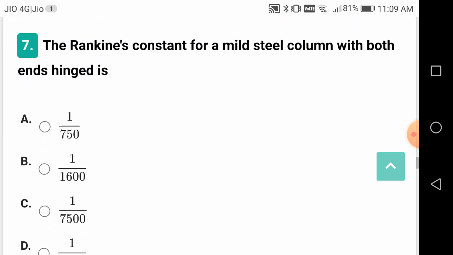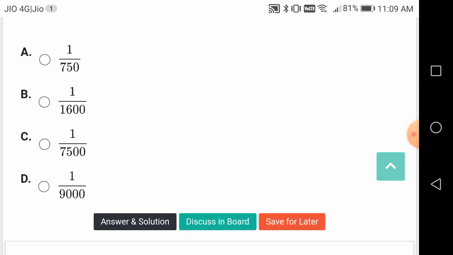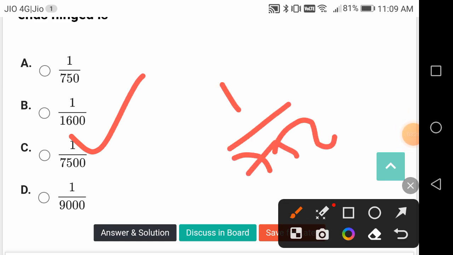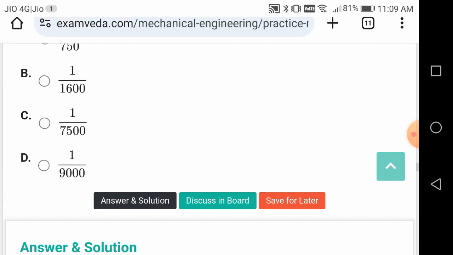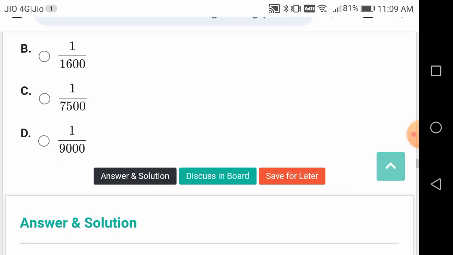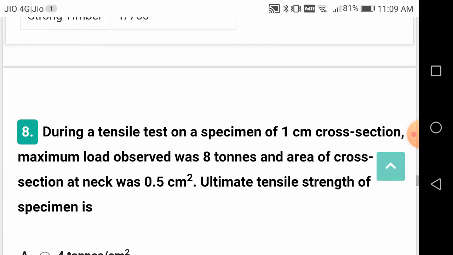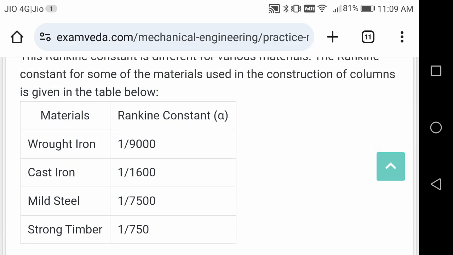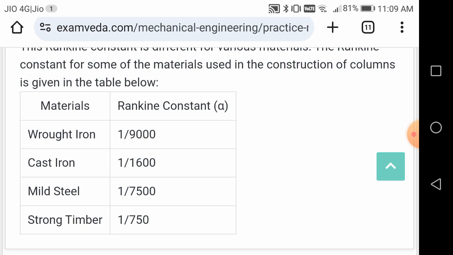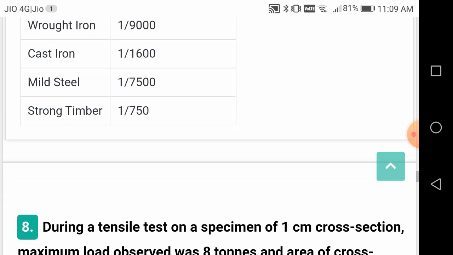The Rankine's constant for mild steel column with both ends hinged is, it's a famous factor, friends, 1 by 7500. It is asked in many number of examinations. So this is your Rankine's constant. Right. So here are the Rankine constants for various materials: wrought iron, cast iron, mild steel, strong timber. Okay, for timber it is almost 10 times that of mild steel. Okay, friends, so please observe the other values also.